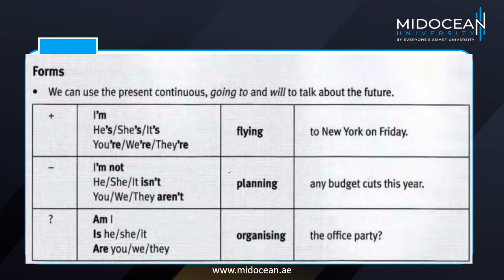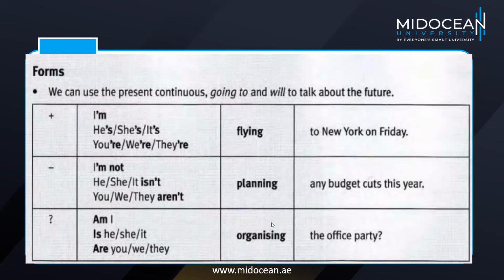It's the present continuous, of course. Okay, I'm not planning any budget cuts this year. She's not planning. We're not planning. They are not planning, and so on. And in the question, it's the same story we took in the present continuous.